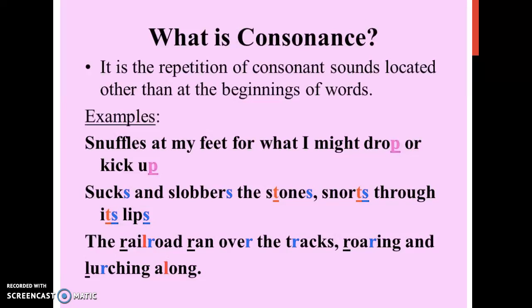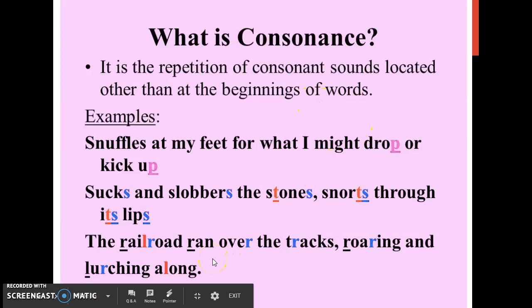Examples: we see drop and up. What's repeating? The P sound, which is a consonant, not a vowel, and that fits the definition. We see sucks and slobbers, stones and snorts. The S sound is repeated, and in this case the T is also repeated. Notice we're not referring to the beginning of the word. It's located somewhere in the word, but not at the beginning. We don't want to get confused with alliteration.